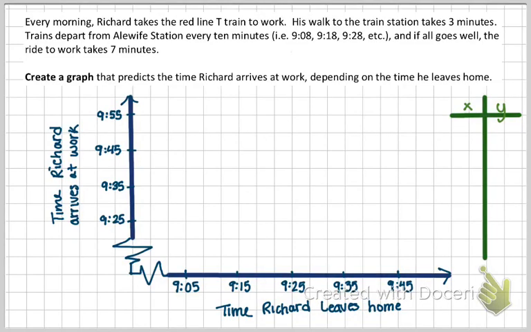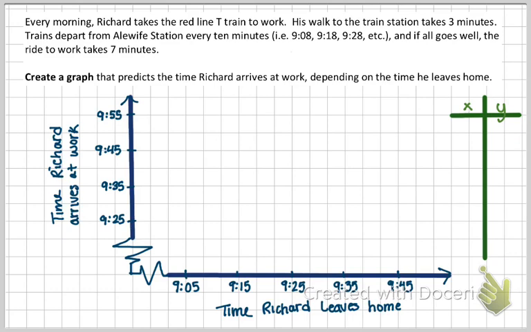Hi all, so this is the subway problem that we worked on in class and that we went over. I'm going to go over it one more time just in case you were still a little bit confused from class. So the problem says, every morning Richard takes the Red Line T train to work.